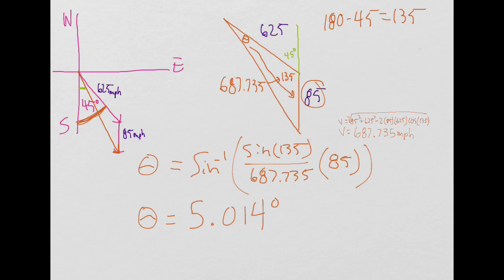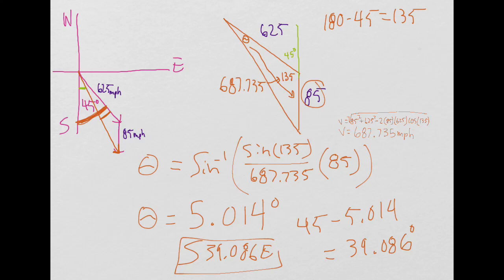Now, believe it or not, we're still not done, because going back to our original diagram, we know that that whole angle right there is 45, and we just found that small angle, so let's subtract them. 45 minus 5.014 is going to equal 39.086. I did it backwards, so I said it backwards. 39.086 degrees. So that means that our bearing is south 39.086 east. That is our true bearing, and that 687.735 miles per hour is our true speed. We're done.